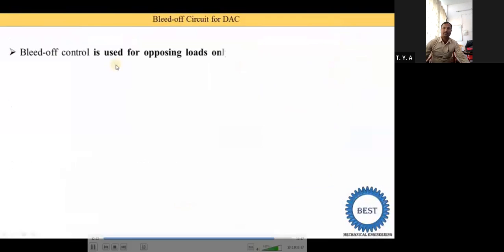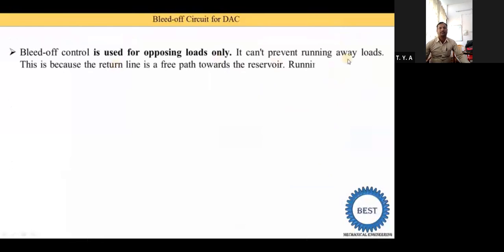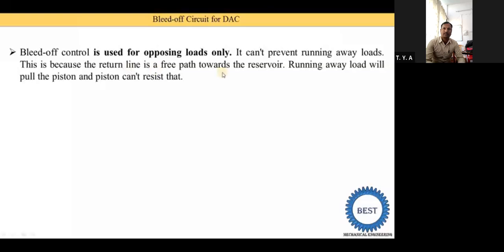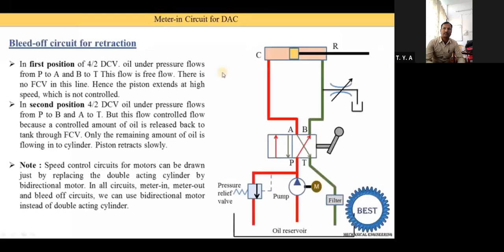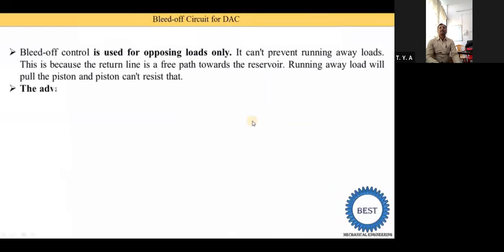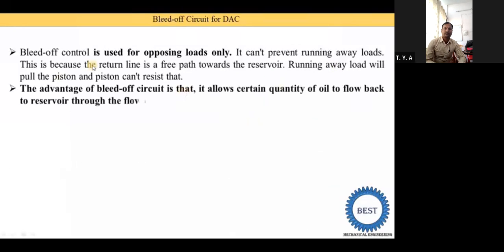Bleed off control is used for opposing load only. It cannot prevent running away load. This is because the return line is free port. Return line is free port means, suppose during this retraction, oil is entered from this side and this is the return line. In the return line we are not able to control the speed, and we are not able to control the running away loads. So the running away load will not be controlled, and the running away load will pull the piston, and the piston cannot resist that.